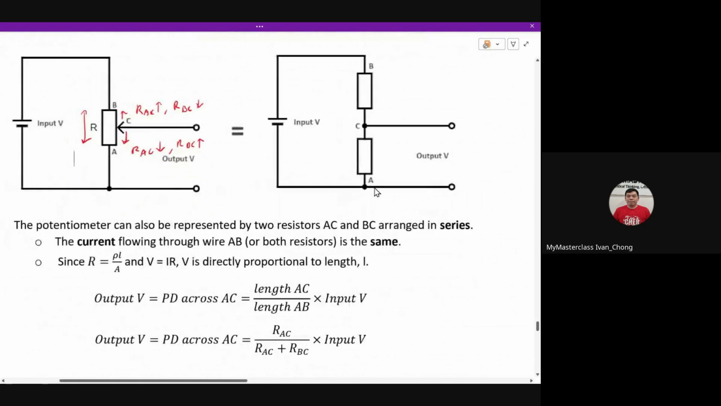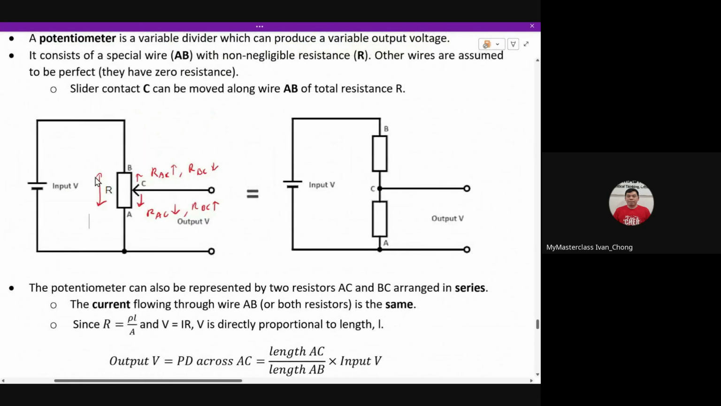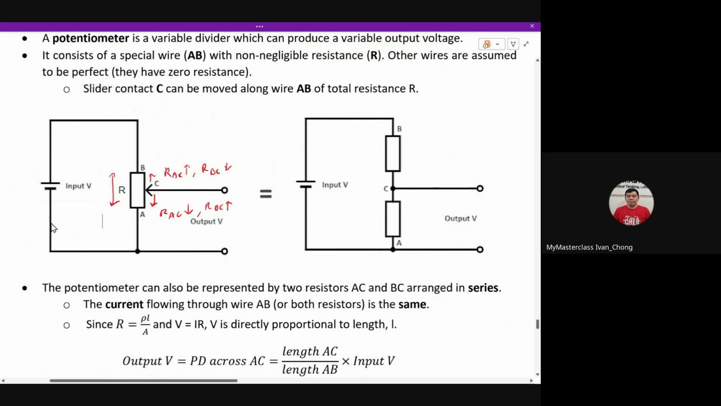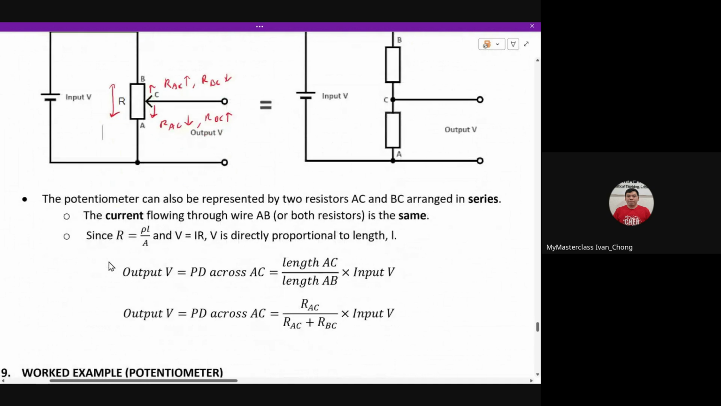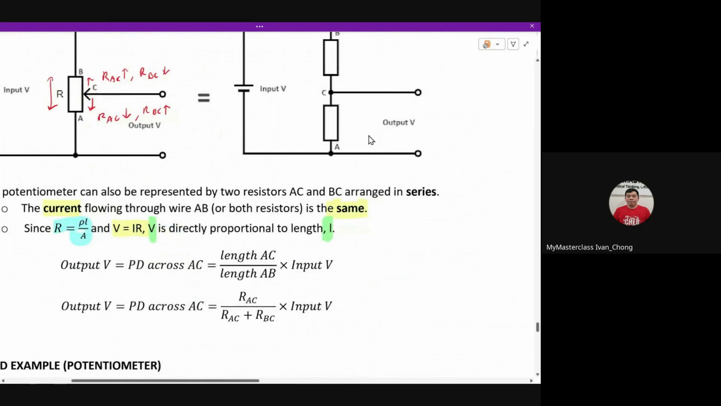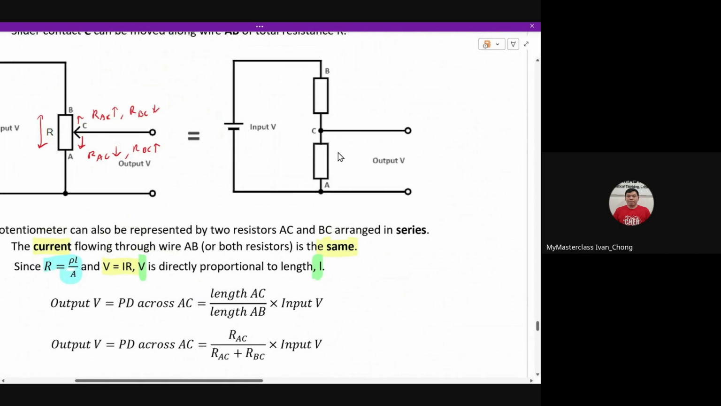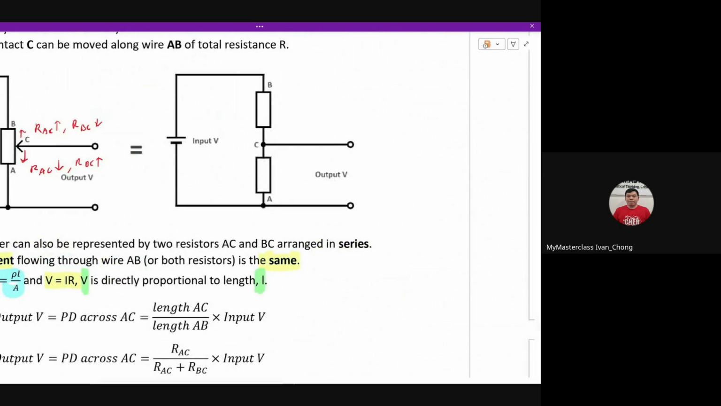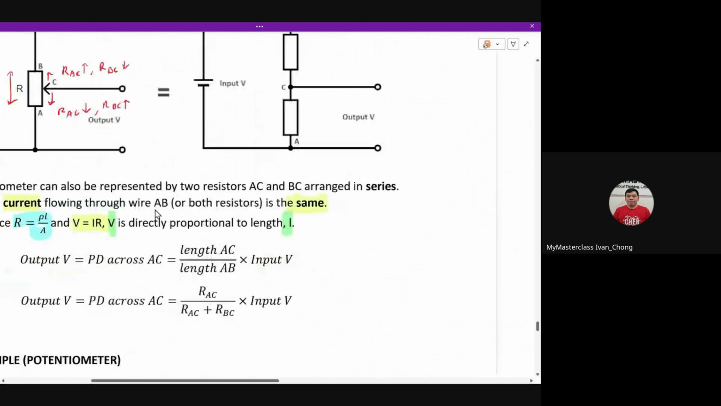Most of the time for a potentiometer, they're usually in series. Because they're always in series, the current will be the same. If you notice over here, your voltage V equals IR, and your R is over here. If you substitute in, you notice that your V is proportional to L. So if you just take the ratio, you can actually find the voltage. If I want to find the voltage here, all I need to do is take the length AC over your total. So basically it is your ratio of your total.